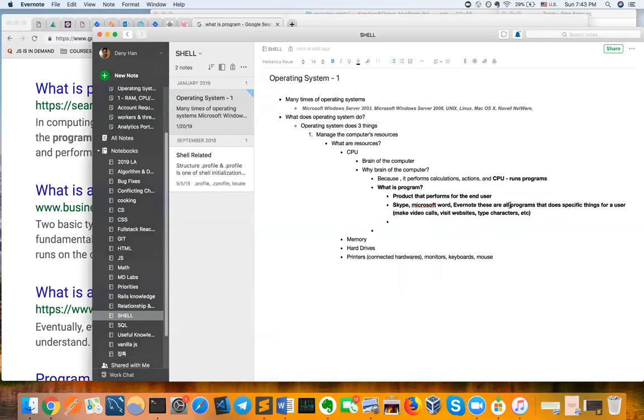Okay, so CPU is the brain of the computer, and CPU runs programs. And what is a program? Skype, Microsoft Word, Evernote, which means when you click Skype, like right now, when I click this, or when I click Microsoft Word, something in my computer listens to my click and goes, okay, you want me to open up Skype? Here you go, and opens it. Who is that? CPU. That's why it's very important. That's why it is the brain of the computer, right?